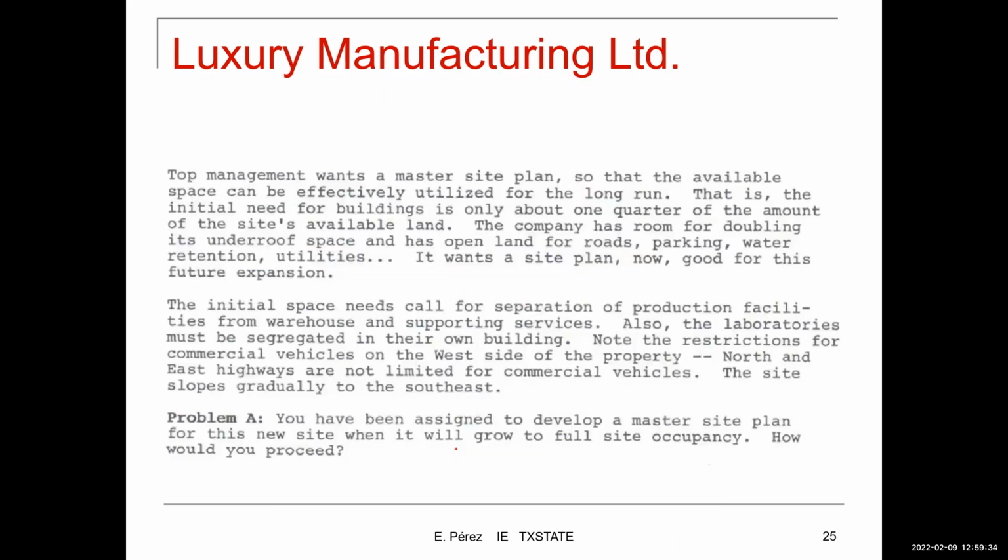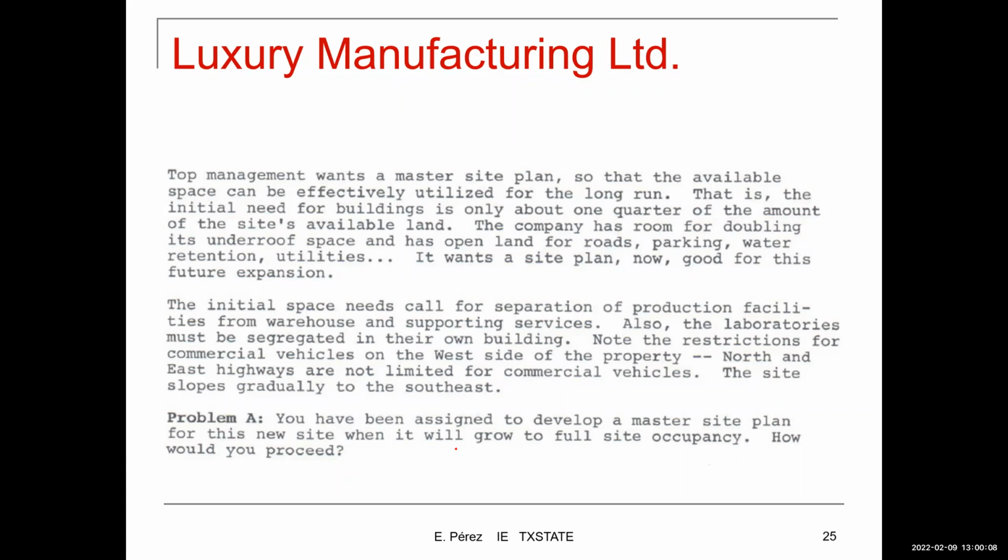Top management wants a master site plan so that the available space can be effectively utilized for the long run. That is, the initial need for building is only about 1/4 of the amount of the site's available land. The company has room for doubling its under-roof space and has open land for roads, parking, water retention, and utilities. It wants a site plan now, good for this future expansion.